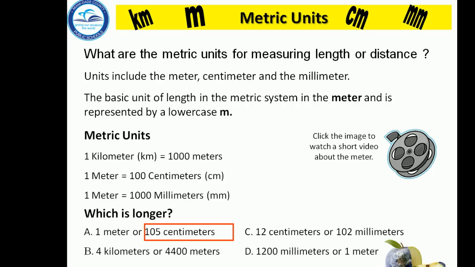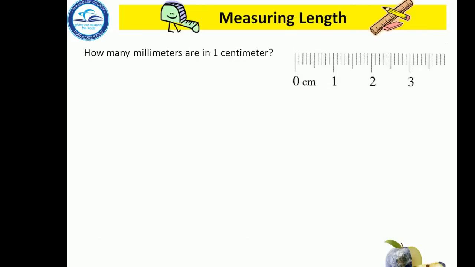So which is longer? Well, 1 meter or 105 centimeters. Well, 1 meter would be 100 centimeters, so of course that one's longer. On this one, from 4 kilometers or 4,400 meters, that one's longer. 12 centimeters or 102 millimeters. Well, if it was millimeters, that would be 120. That's why that one's longer. And this one, 1,200 millimeters or 1 meter. 1 meter would equal 1,000 millimeters.